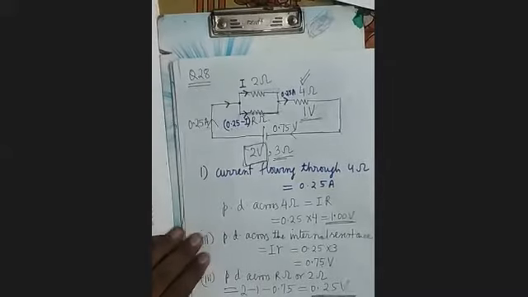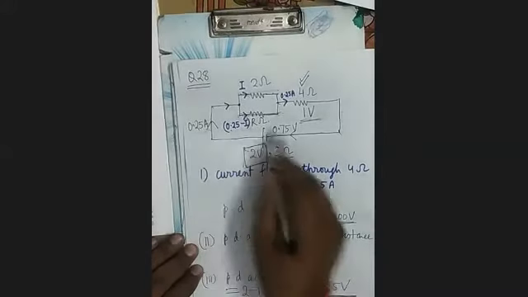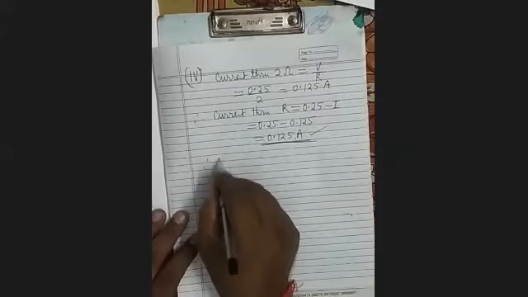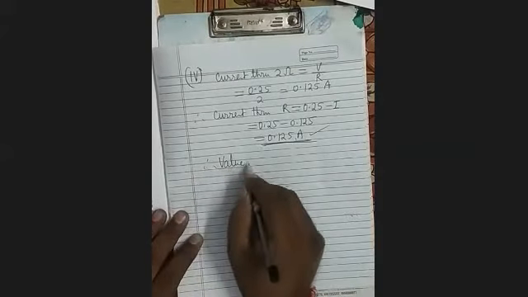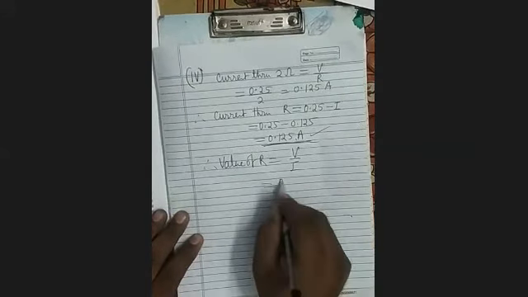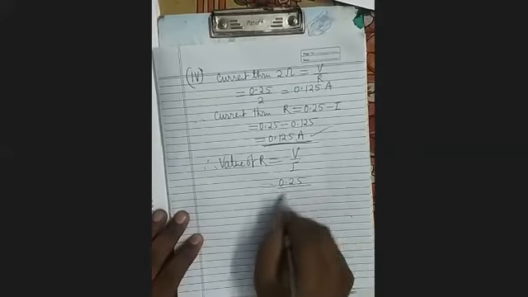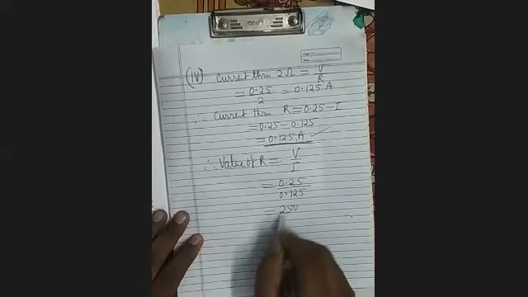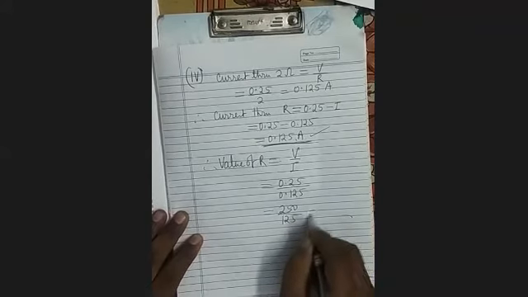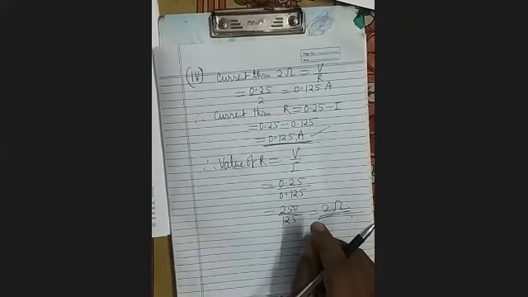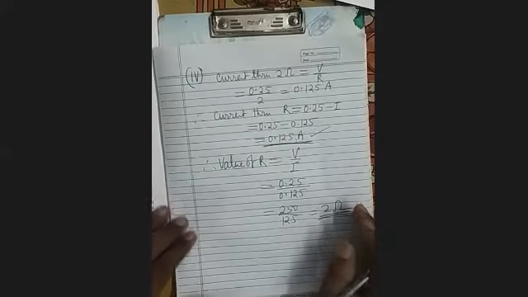Now see, what is the potential difference across this? 0.25. What is the current across this? It is this. So what is therefore the value of R? It is V upon I. That is 0.25 upon 0.125. That is 250 upon 125, which equals 2 ohm. It is 2 ohm. It is clear?